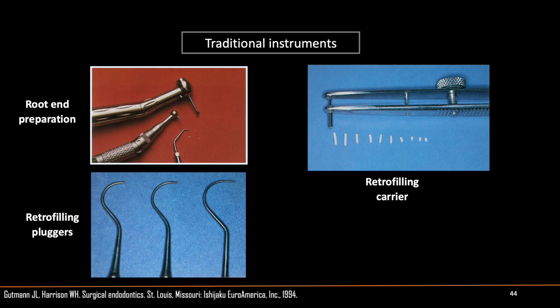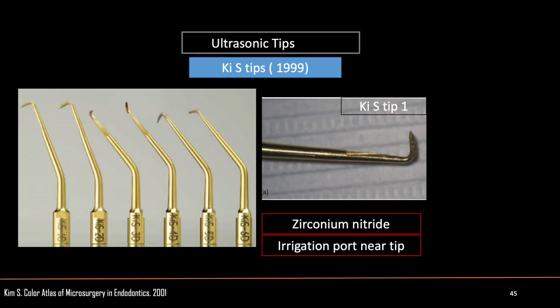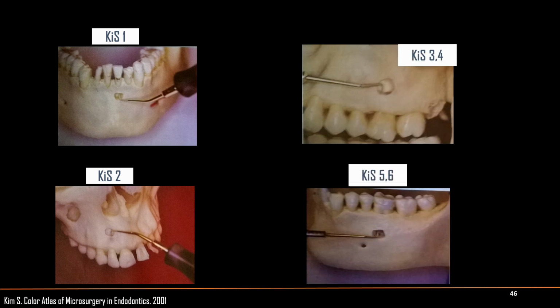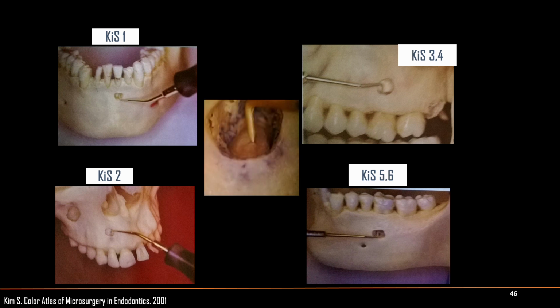Other miscellaneous instruments required include the retrofilling carrier and retrofilling pluggers. Ultrasonic tips basically are KiS tips. KiS tip 1 is shown here in the slide. These tips are coated with zirconium nitride and they have an irrigation port near the tip. KiS 1 is used for mandibular anteriors, KiS 2 is used in maxillary anteriors, 3 is used in maxillary posteriors, 4 is used in mandibular posteriors, and 5 and 6 are used in mandibular posteriors.